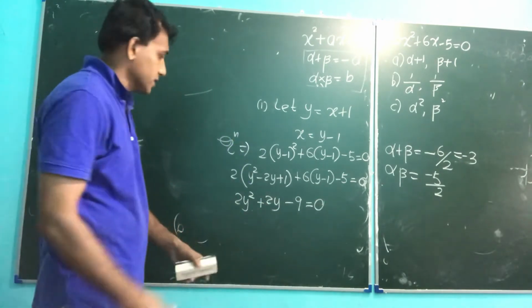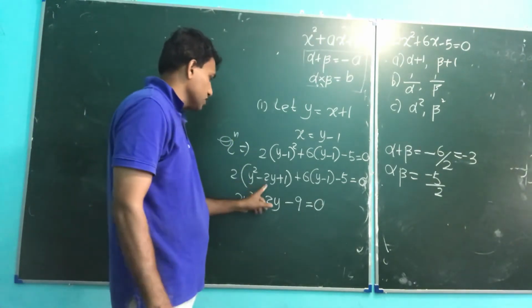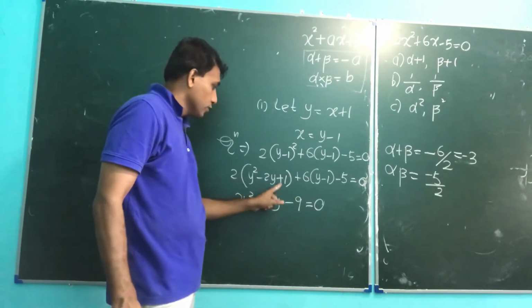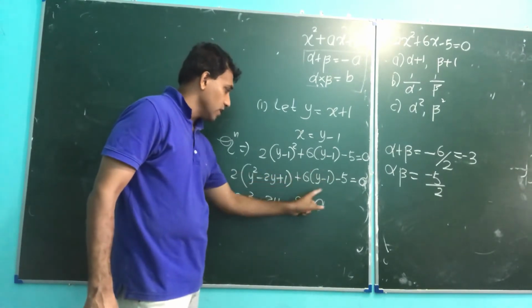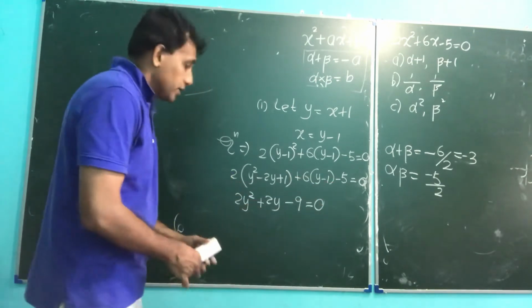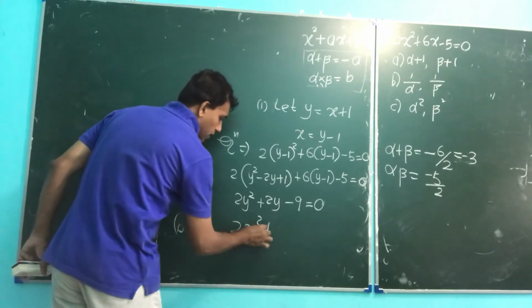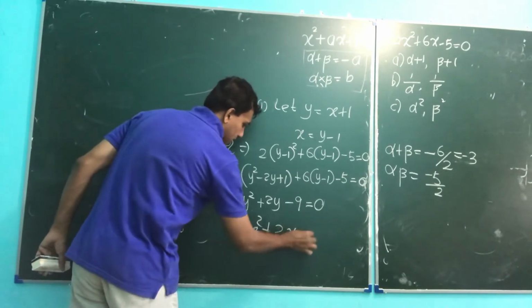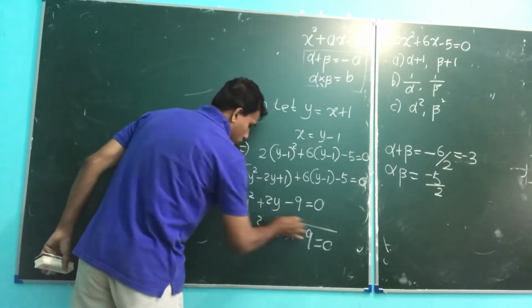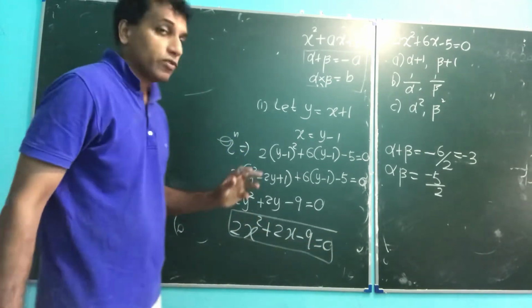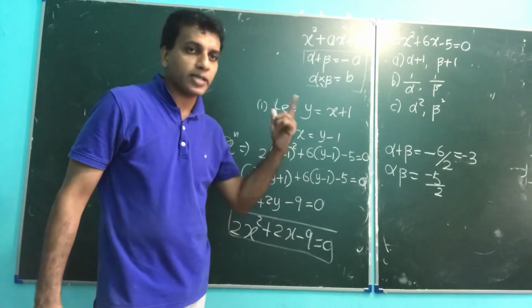Or turn into x. 2y square minus 4 plus 6 plus 2. Then here minus 11 plus 2. Therefore, the equation in x is 2x square plus 2x minus 9, right? Later you change to x for the equation to be in x.